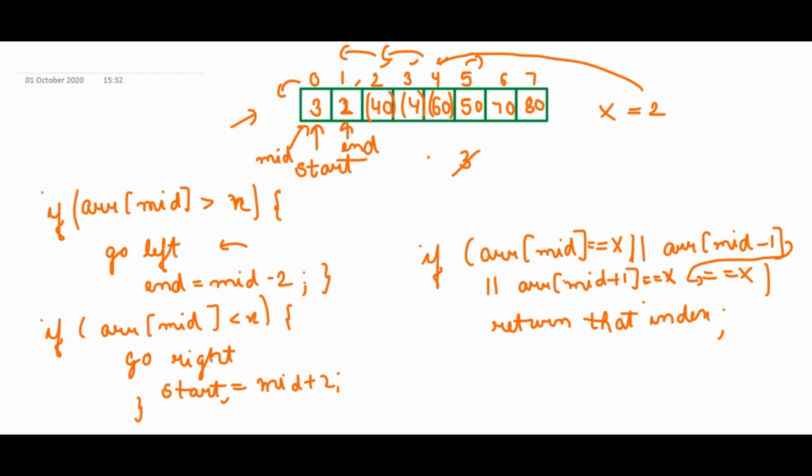If array of mid minus 1 is equal to x, we have to return mid minus 1. If array of mid plus 1 is equal to x, we have to return mid plus 1, because we have to return the index, right? And we have to stop when our start becomes greater than end. Okay, so this is a simple binary search algorithm that we have to follow, just with some modifications.